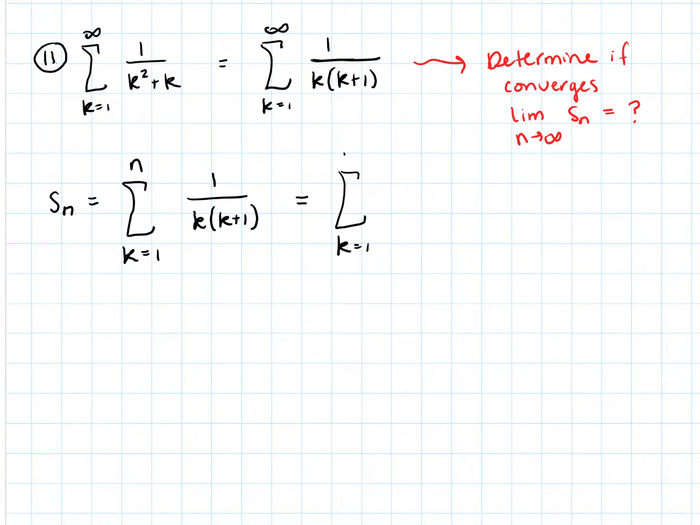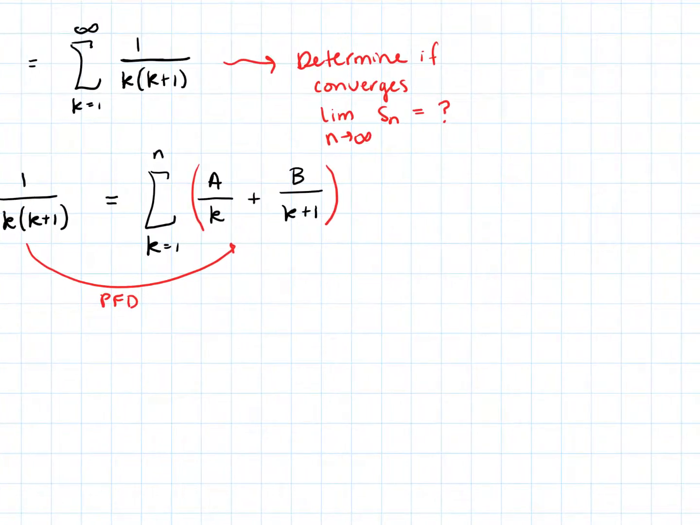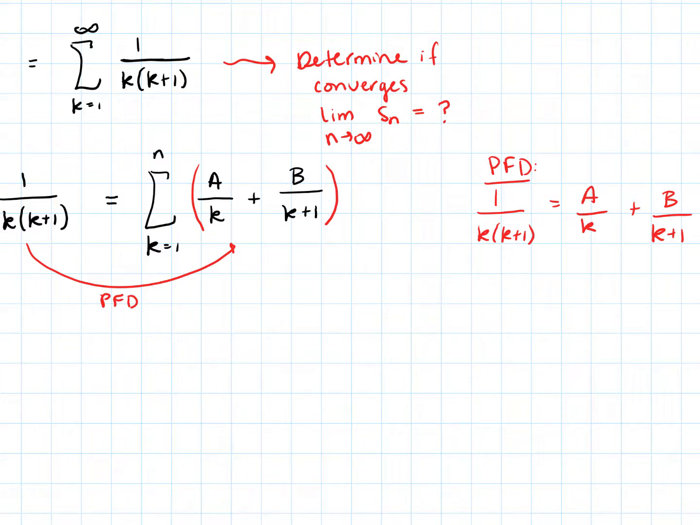That's the key here for these telescoping series. This is a rational function with two linear factors, so let's think about its partial fraction decomposition. Since we can use partial fractions here, let's see if there's a different way to express this so that we could see what might happen. Let's come off to the side and take 1 over k times k plus 1 equals a over k plus b over k plus 1.